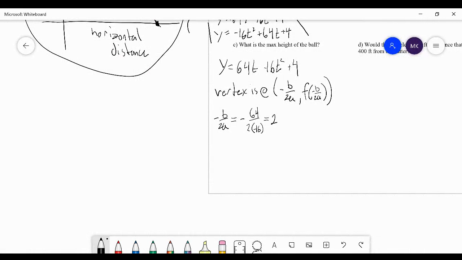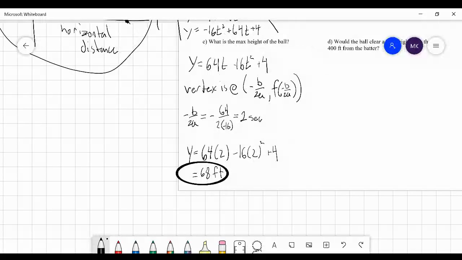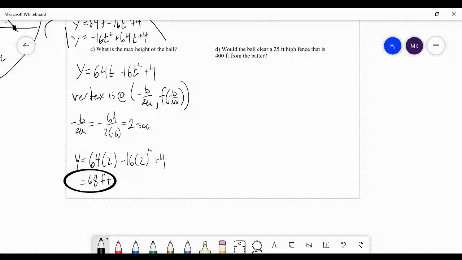So the maximum height of the ball occurs after 2 seconds. So I just need to find what that height is. 64 times 2 minus 16 times 2 squared plus 4 gives us 68 feet. There we go. All right.